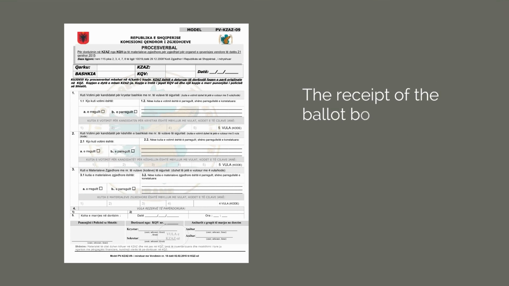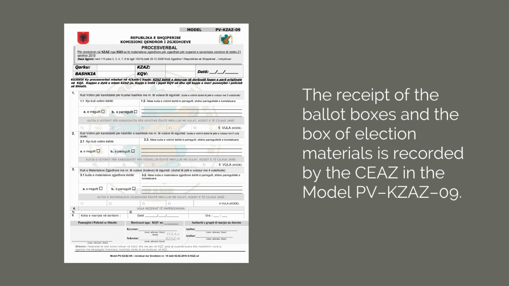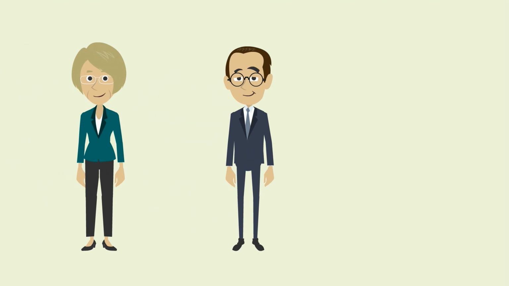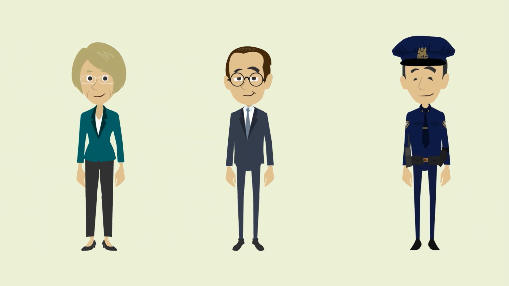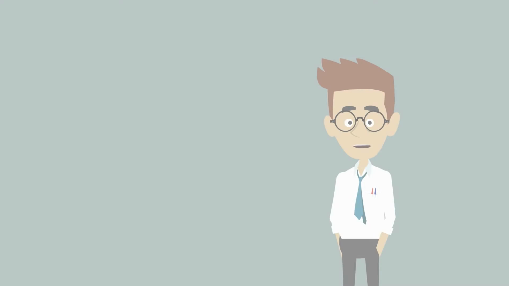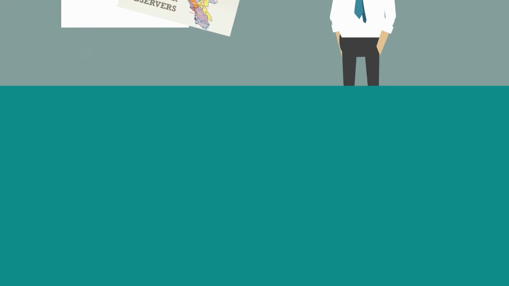After arriving at the ballot counting center, the receipt of the ballot boxes and the box of election materials is recorded by the CEAZ in the model PV KZAZ 09. A copy of this record is then handed to the chair of the VC Commission, the secretary of the commission, and the police officer who has accompanied the materials. At this point, observation moves to inside the ballot counting center. If you are planning to do this, please refer to the Electoral Code and other materials available from the CEC or your organization. Let's review.